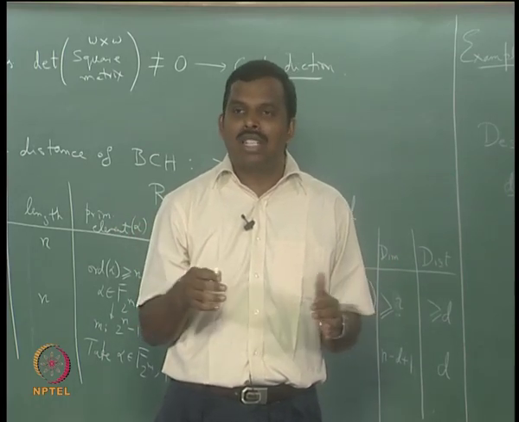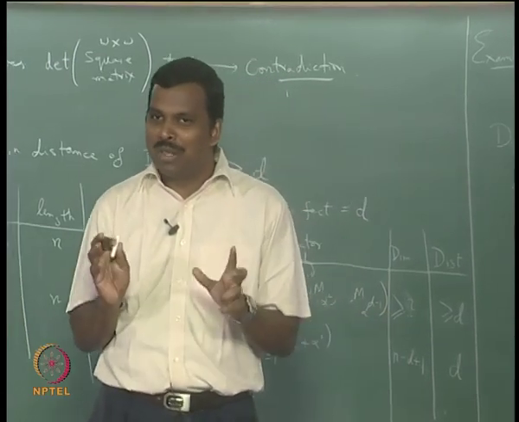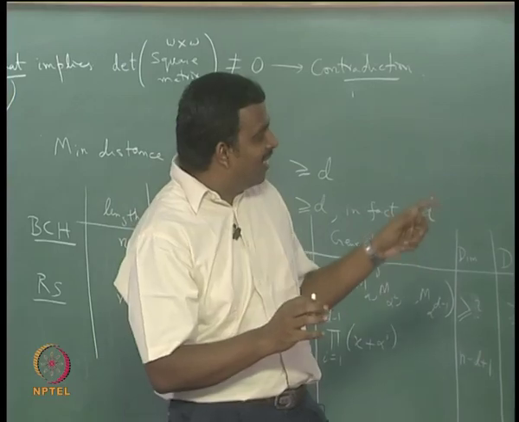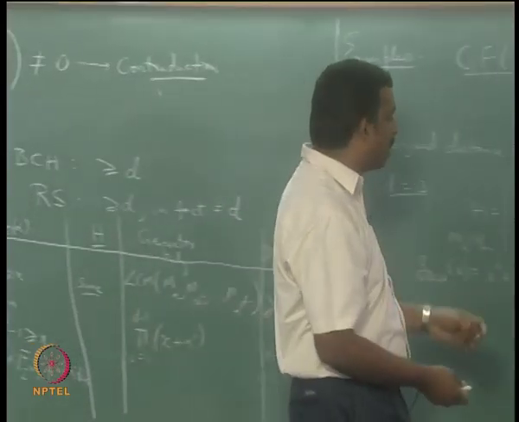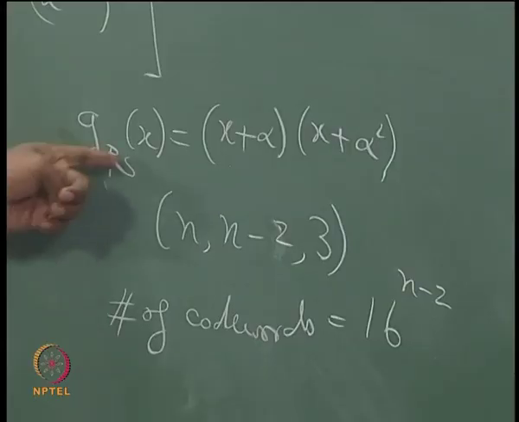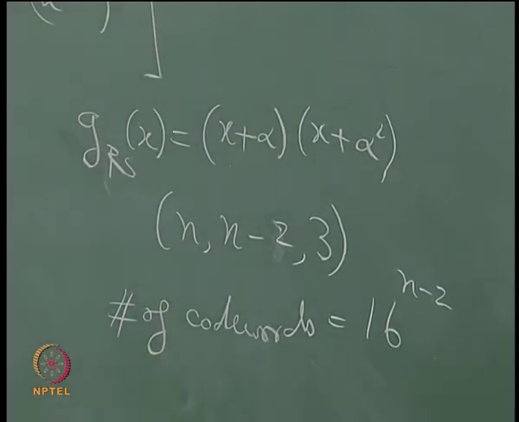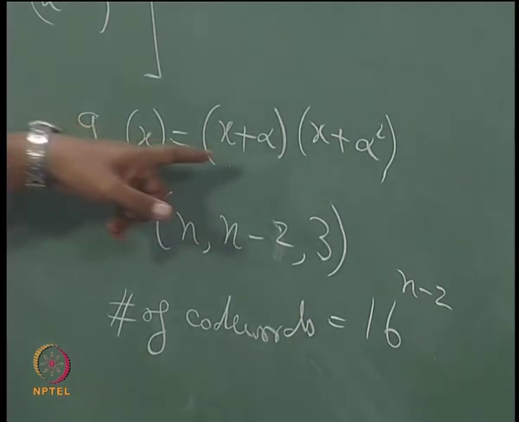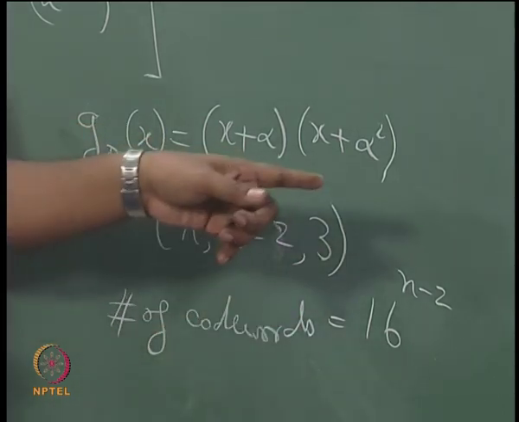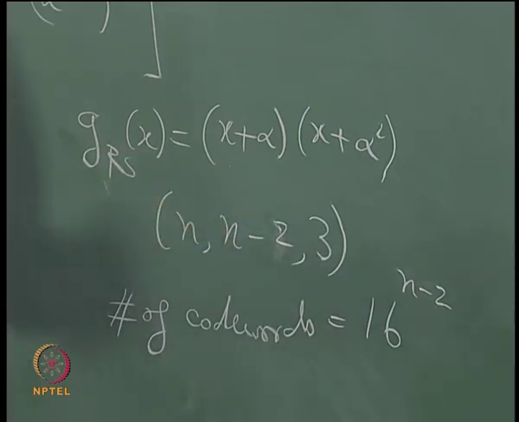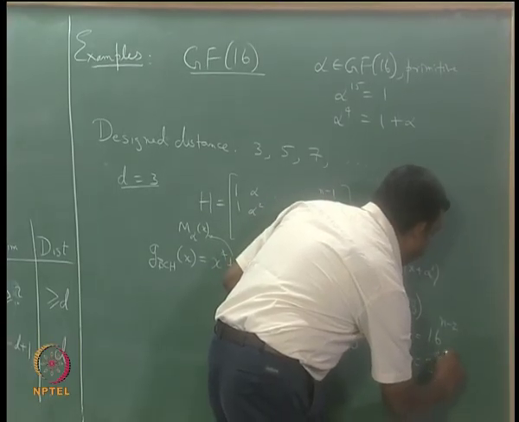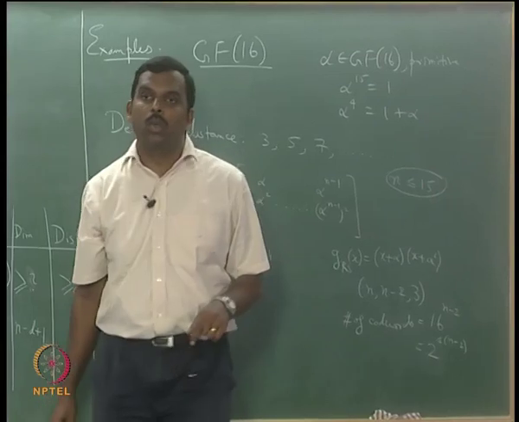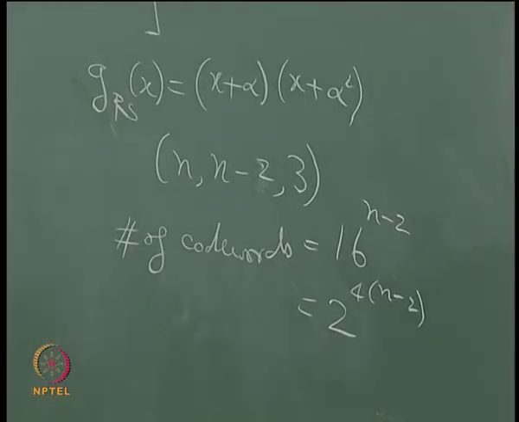So far we have been talking about a 7,4 code, where we had just 16 code words, a small code. We are now talking about a huge code, and you have a very compact description for it. What is the compact description for the huge code? You simply multiply any polynomial with x plus alpha into x plus alpha squared. So the number of message vectors is 16 power n minus 2. If you want to count the number of message bits, you write it as 2 power 4 into n minus 2. So if n is 15, you are looking at 52 bits.